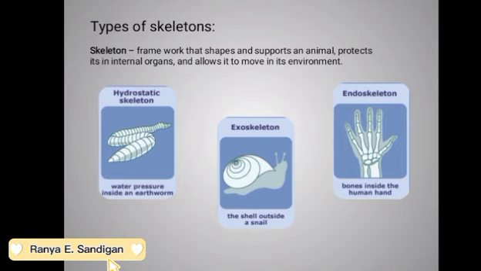Second, exoskeletons are on the outside of the body. Organisms with a shell, like crabs and lobsters, have these, as well as insects. And the third one, endoskeletons, are internal. This is what vertebrates such as humans have. In this video, we will look at the structure and function of the human skeleton.